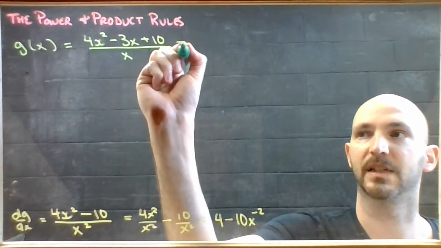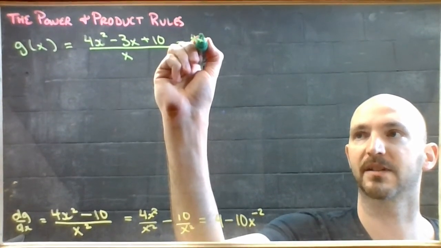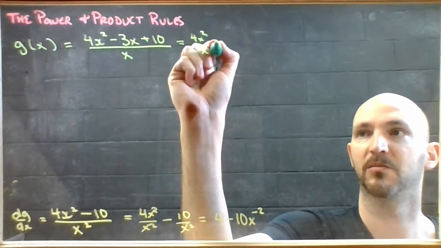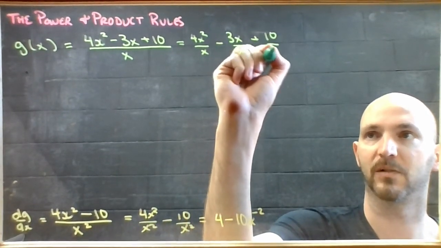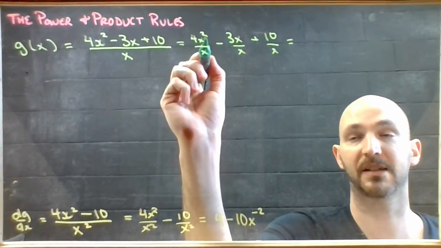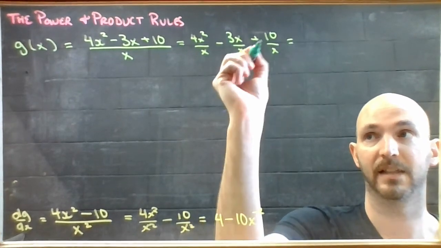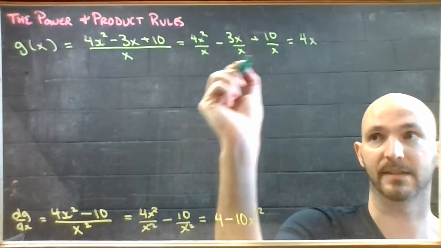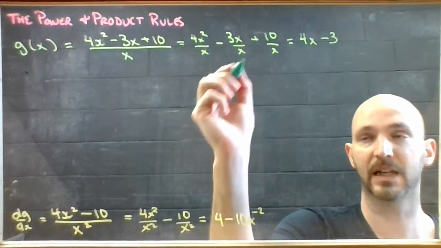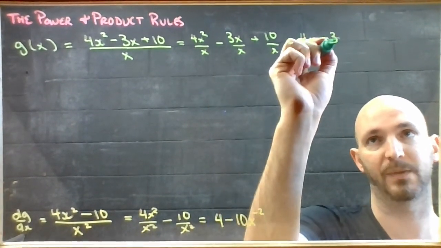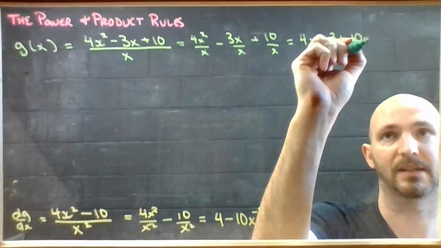This function is the same as 4x squared over x minus 3x over x plus 10 over x. Now that's the same as, an x squared divided by an x is just 4x. 3x divided by x is just negative 3, and 10 over x, well, that's 10x to the minus 1.